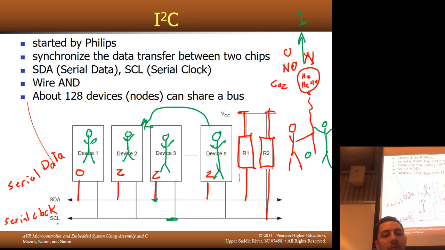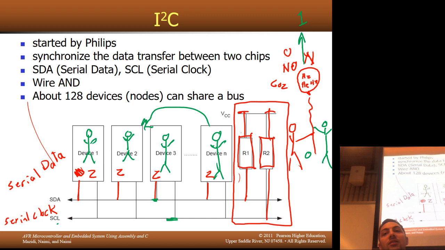So what happens if I Z-state the last one? The whole thing is connected to nothing except the pull-up resistors. So that's what causes it to actually go high. Okay? And we can have up to roughly 127 devices, depending on how you address things.